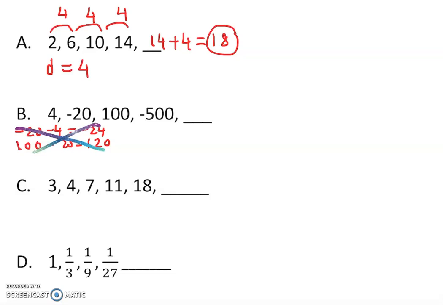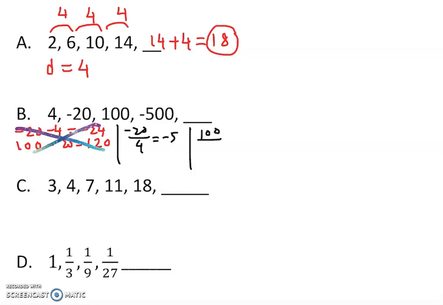So what do we have to come up with? We have to come up with some other way. How about division? If I try to divide, let's see if it works. Negative 20 over 4, you get negative 5. Let's take a look a little more.